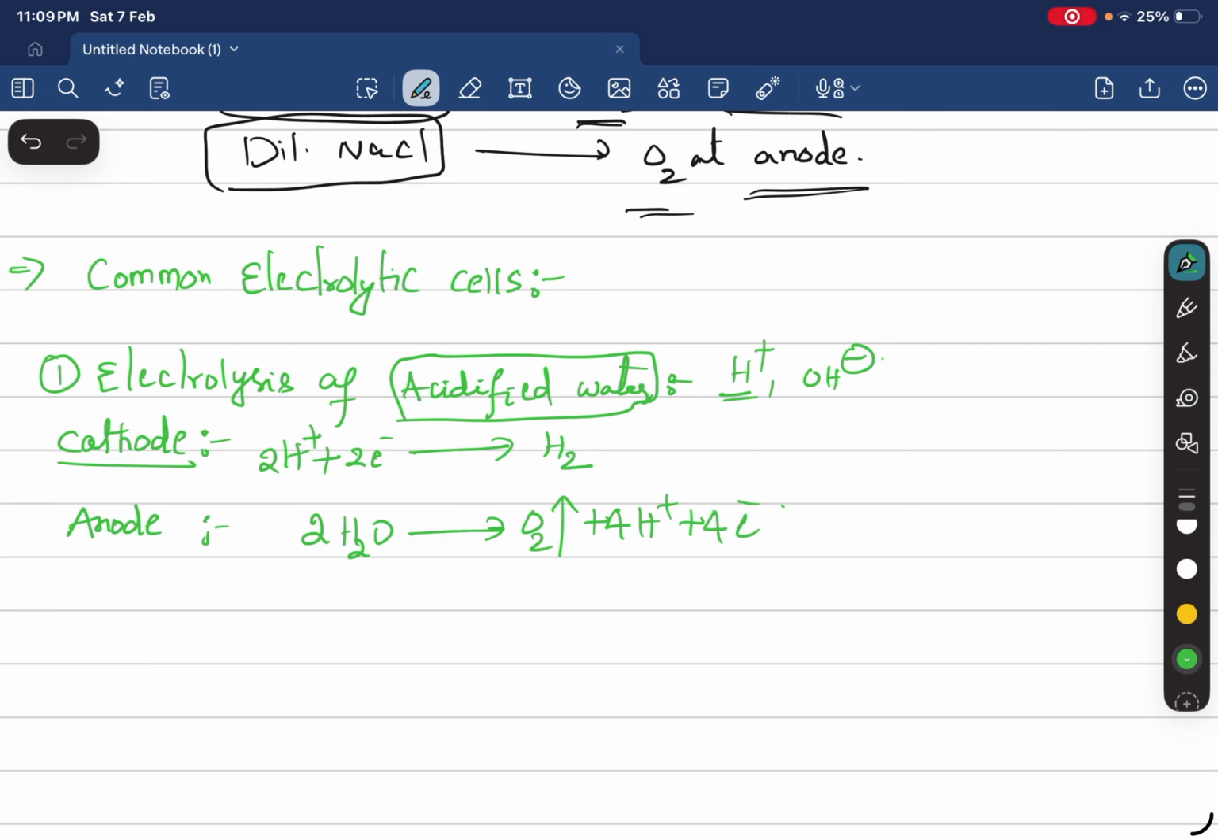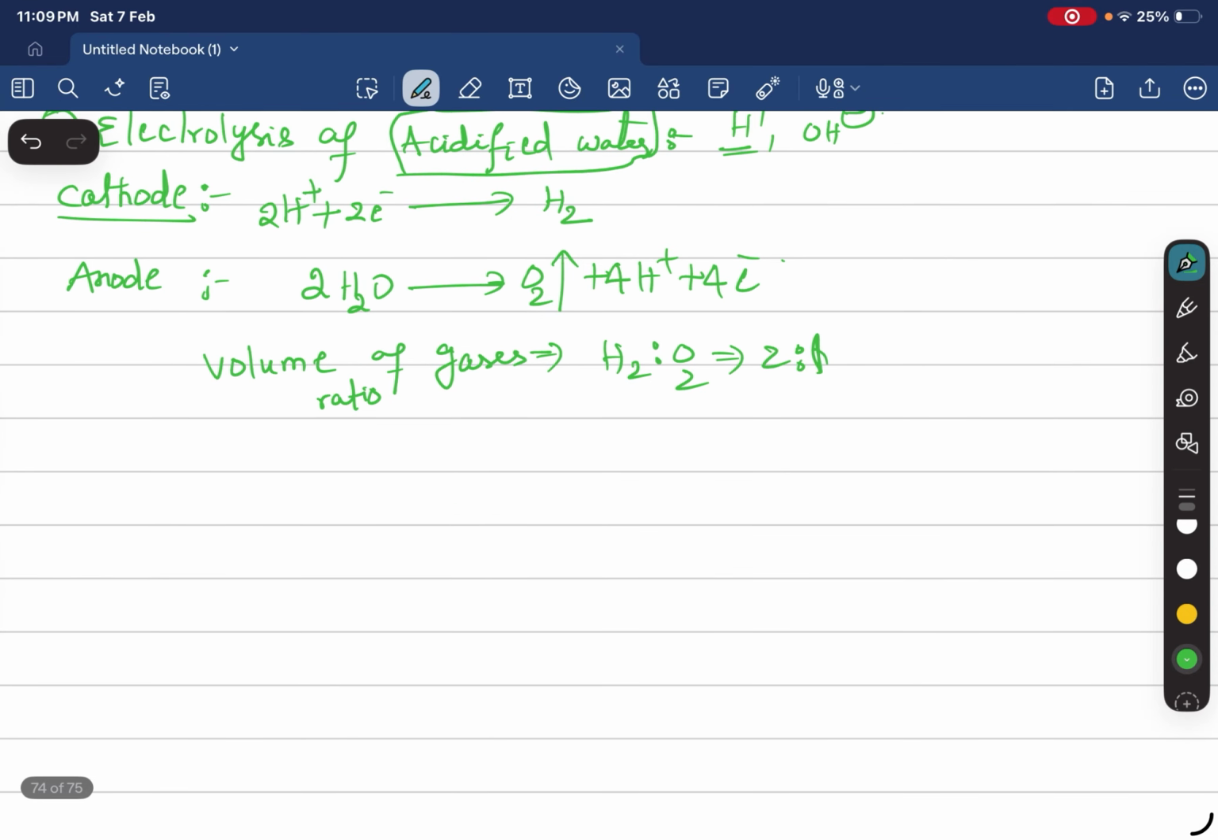So the volume ratio is also very important. This you might have studied in previous classes. Volume ratio of gases: the ratio of gases will be H2 to O2, which is 2 to 1. Like 2 moles of H2 is formed when 1 mole of O2 is formed. Coming to the next, some more examples.